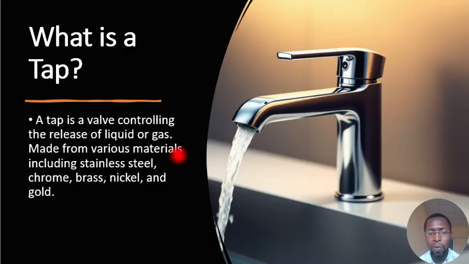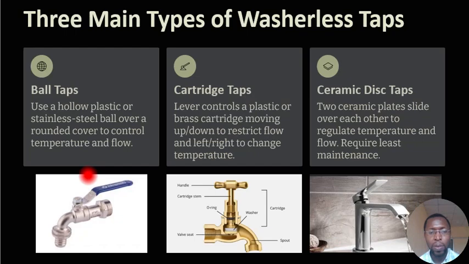It is made from materials like stainless steel, chrome, brass, nickel, and gold. That's what the tap does. It controls the release of liquid or gas. And we have three main types of taps based on the design. We have the ball taps.